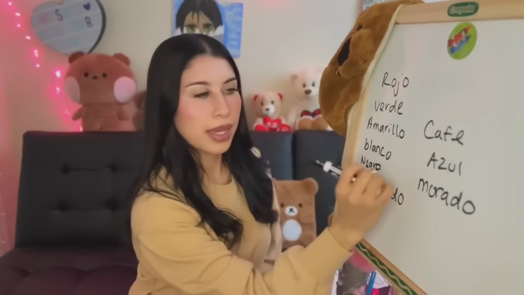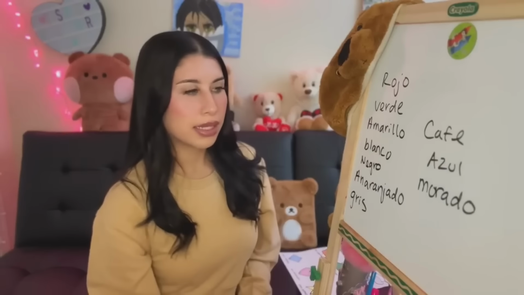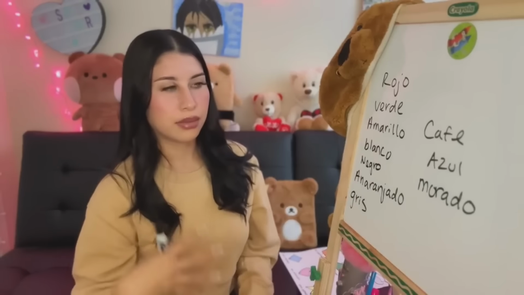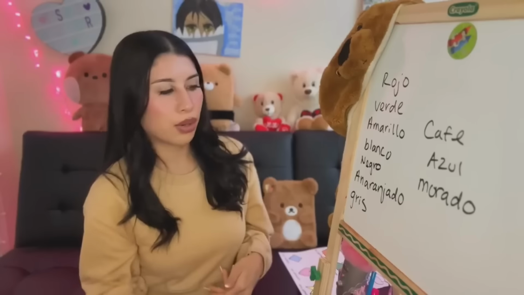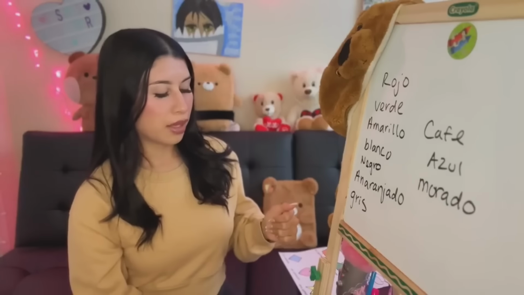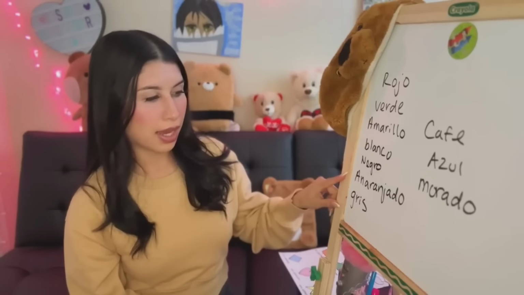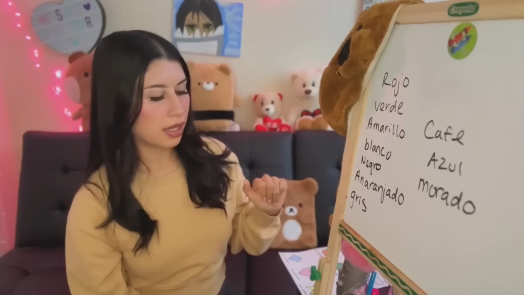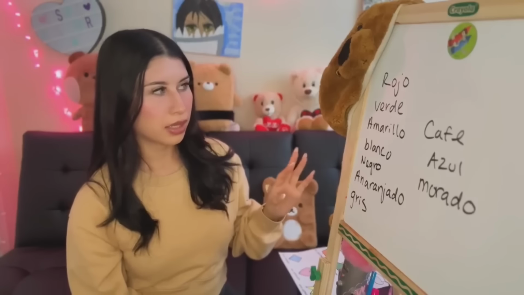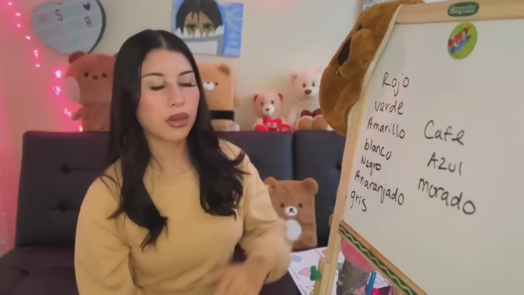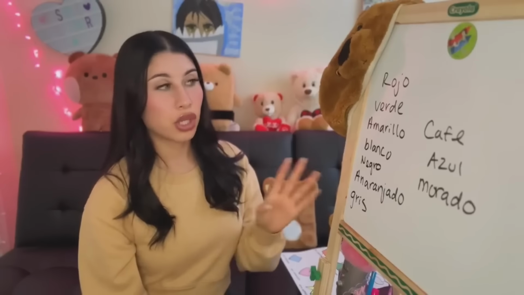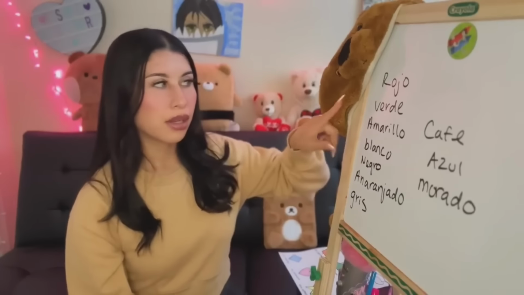Okay, so I spelled out café instead of marrón, but both are correct. Café, marrón. And then we have anaranjado, because I wanted you to see it. So let's go ahead and sing the song looking at it in order. Hopefully it helps you out. If you want to jot these down, you can.